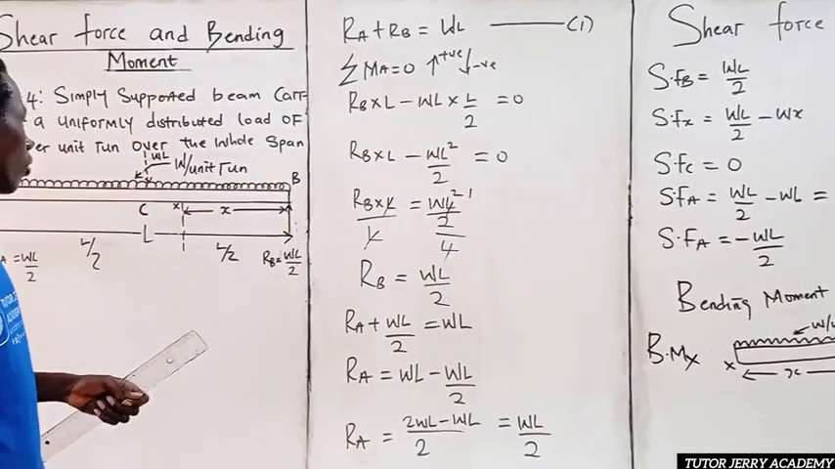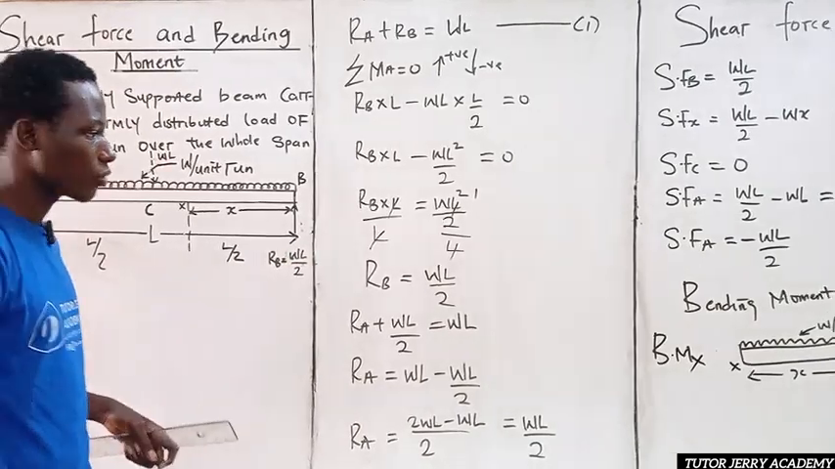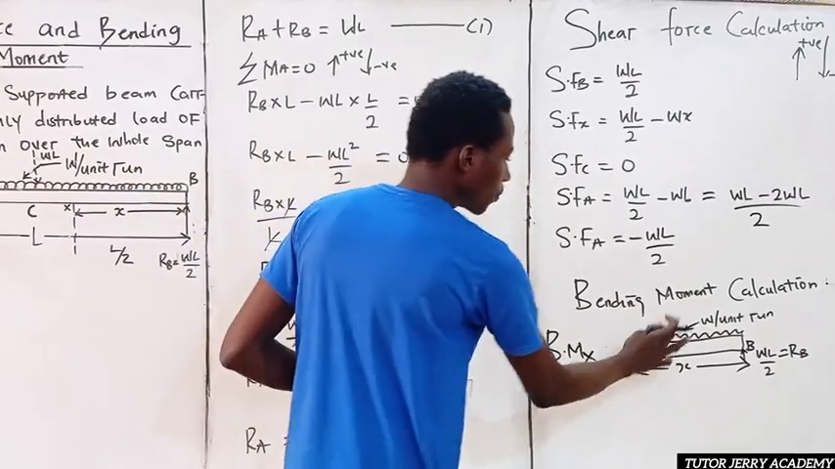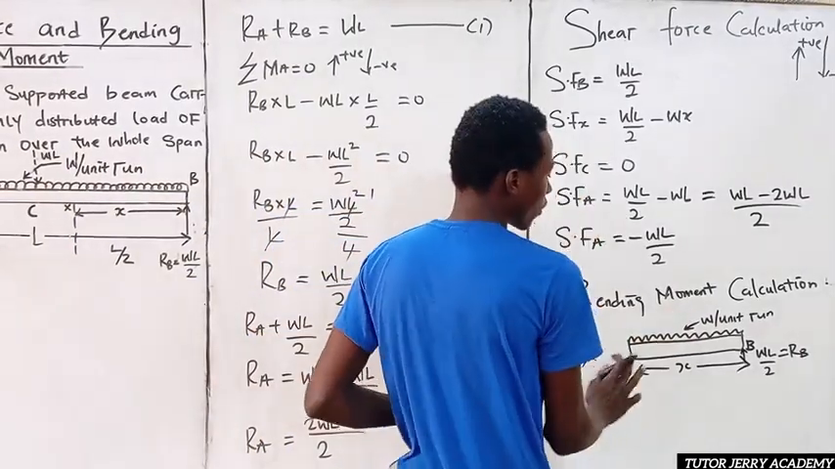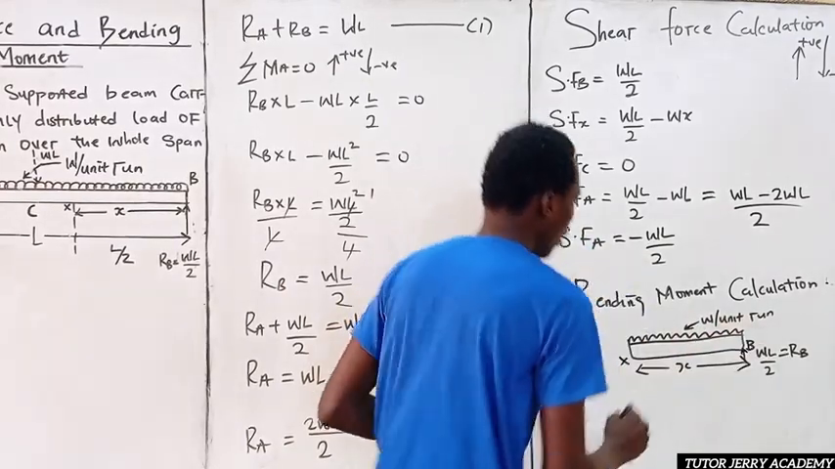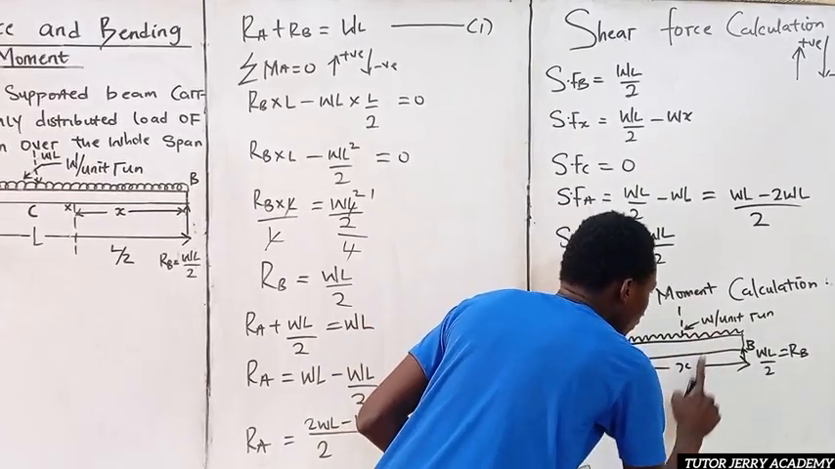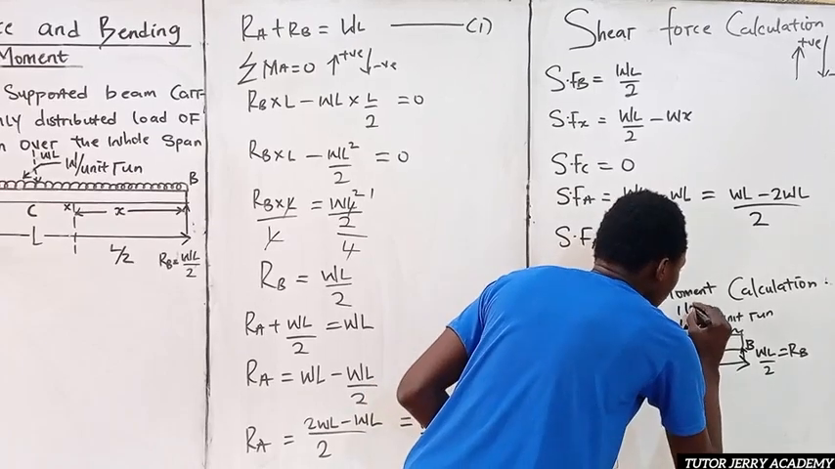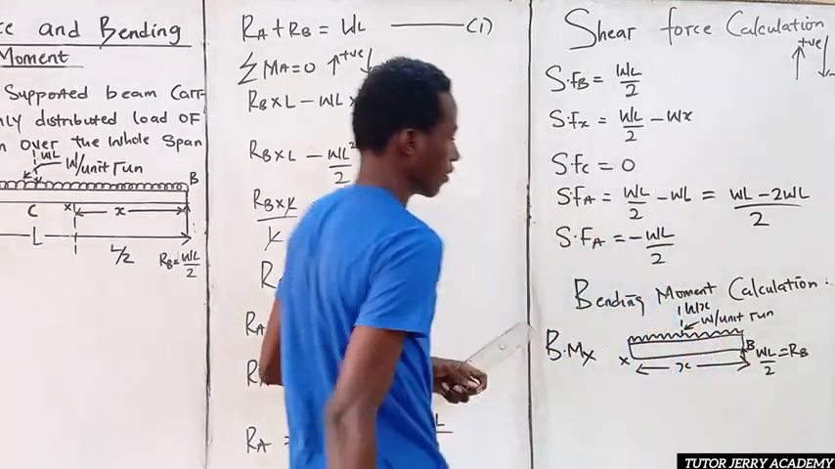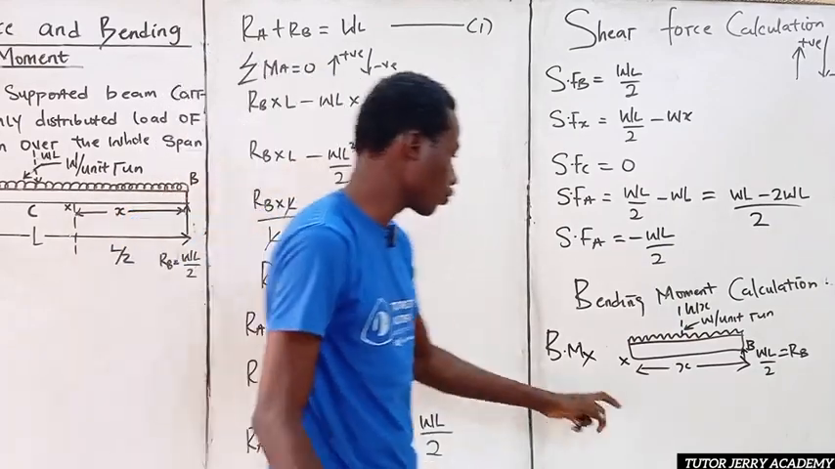Now, of course, before we do that, we need to convert what we have here to a point load. Converting this to a point load, we multiply the force by the total distance which the uniformly distributed load covers. So this will be nothing but W multiplied by X, which is WX. I hope you get that. So that's all for converting the uniformly distributed load to a point load.